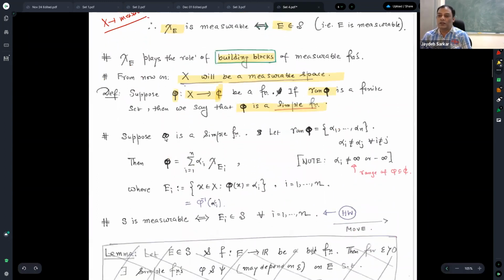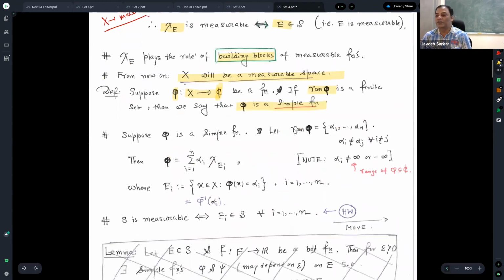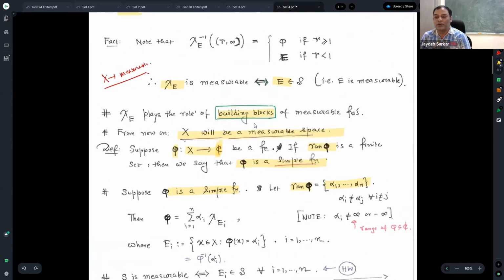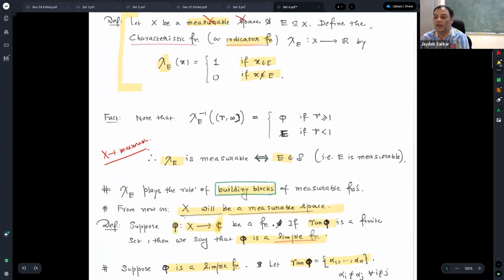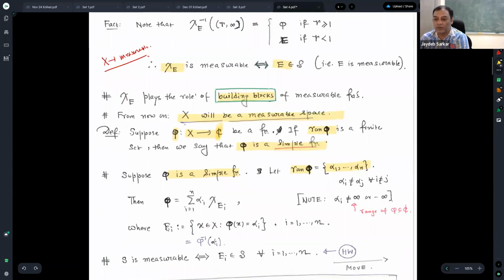So if you have a simple function and if you assume the range of phi is alpha_1, alpha_2, up to alpha_n, then you can use the characteristic function and rewrite phi as the sum of alpha_i chi_{E_i}. Right? What is E_i?